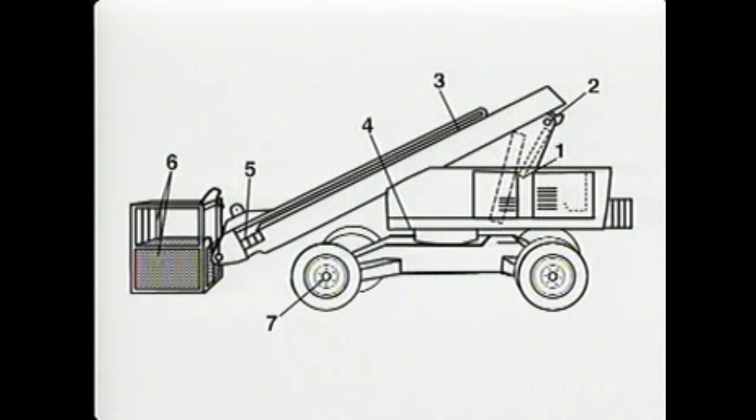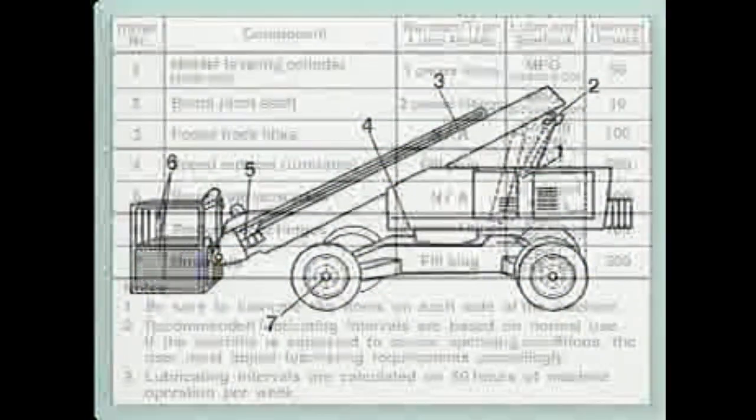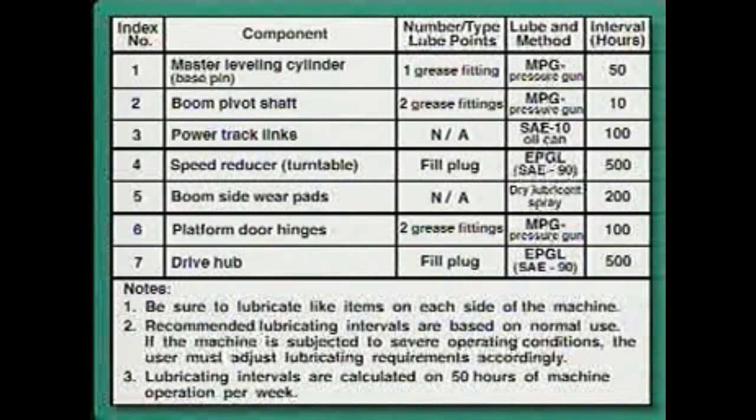Often, each lube point or equipment part that requires lubrication, as indicated on the lubrication chart, is shown and numbered on an illustration that accompanies the chart. In turn, the numbers from the illustration are listed on the lubrication chart, in this case, in the index numbers column. For instance, item number 2 from this illustration is identified as the boom pivot shaft on this simplified lubrication chart.